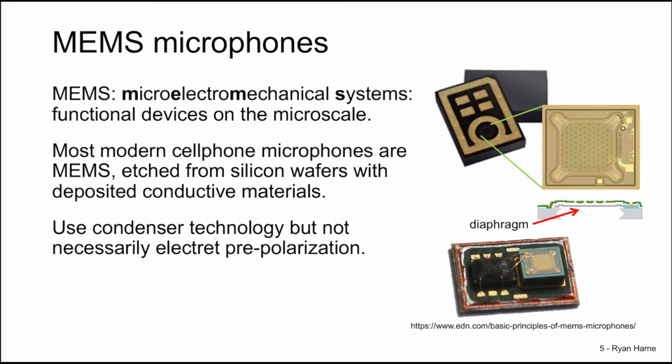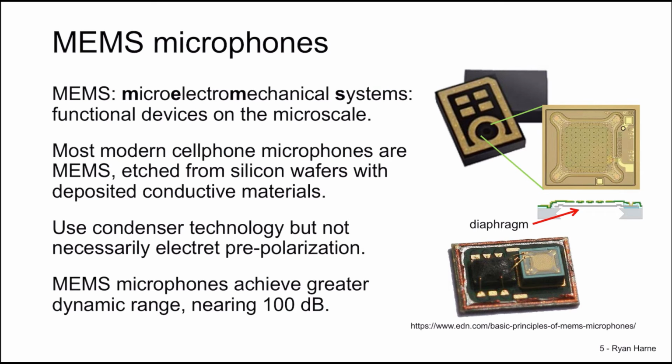We see MEMS microphones everywhere nowadays in small-scale electronics. They have much greater dynamic range for their size than conventional condenser microphones, which warrants their widespread use for cell phone communication. Dynamic range might even approach 100 decibels, which is significant.